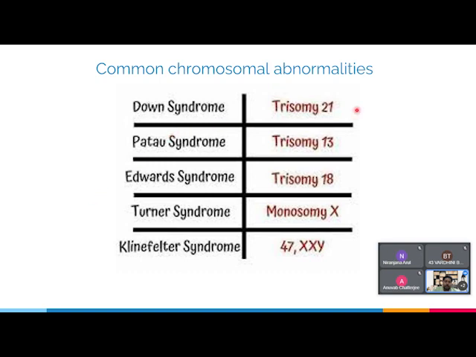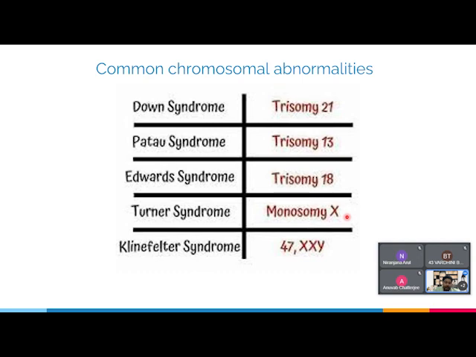Down syndrome is trisomy of 21, that is 3 copies of the 21st chromosome. Patau syndrome is trisomy of 13, that is 3 copies of the 13th chromosome. Edwards syndrome is trisomy of 18, that is 3 copies of 18. And Turner syndrome is monosomy of X, that is only one X chromosome.